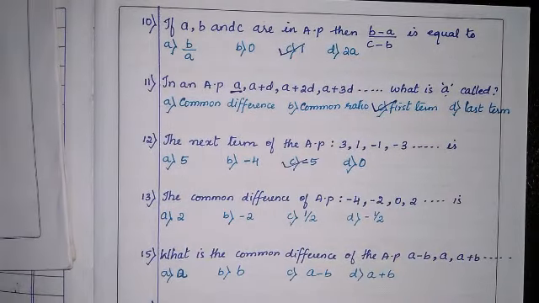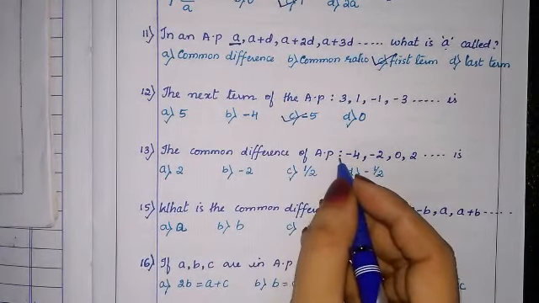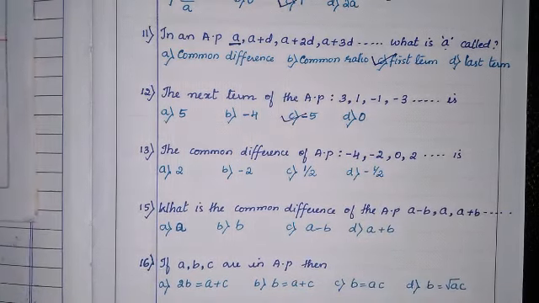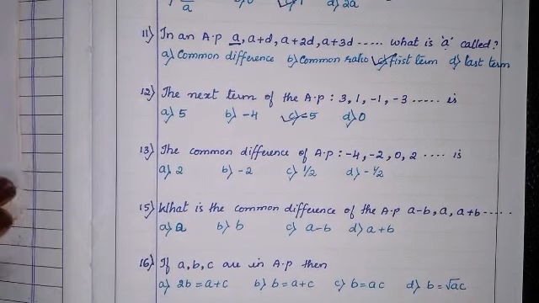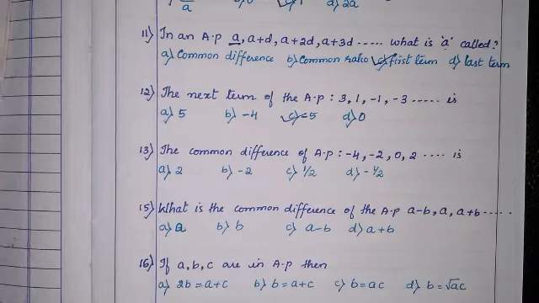Let us see the next question. Here, find the common difference of the AP minus 4, minus 2, 0, 2. Let us see now what the common difference of the AP is.